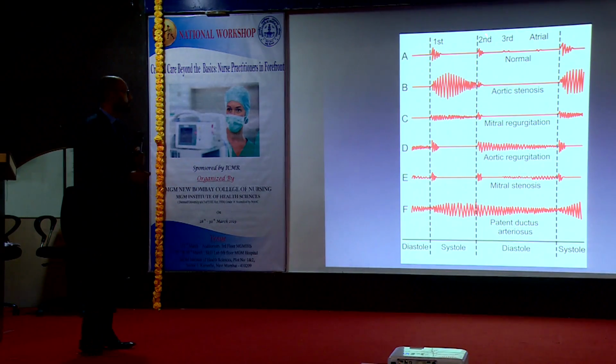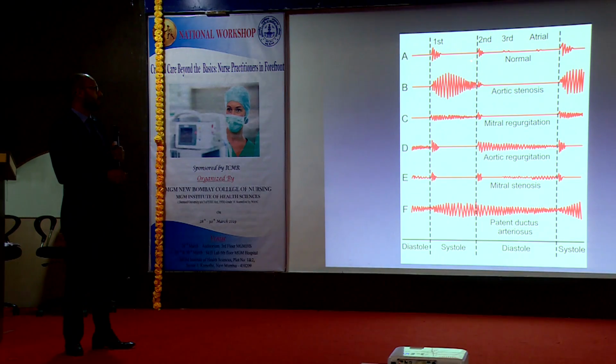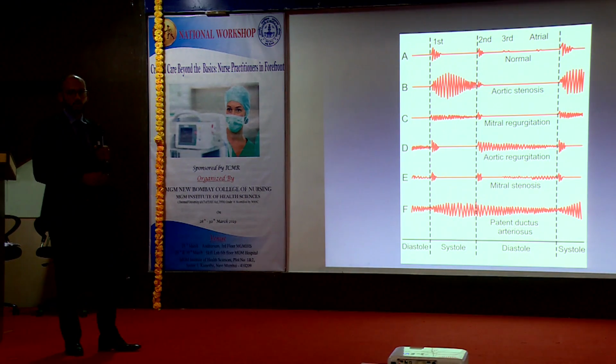So this is all of them together. So normal, first heart sound, second heart sound. You may get a third heart sound. That's normal. Between 1 and 2 is systole. This is diastole. So aortic stenosis, early systolic murmur, crescendo, decrescendo. Mitral regurgitation, pansystolic murmur through the entire length of systole. Aortic regurgitation is an early diastolic murmur. Mitral stenosis is a mid-diastolic murmur. PDA is a continuous murmur, but never mind about that.